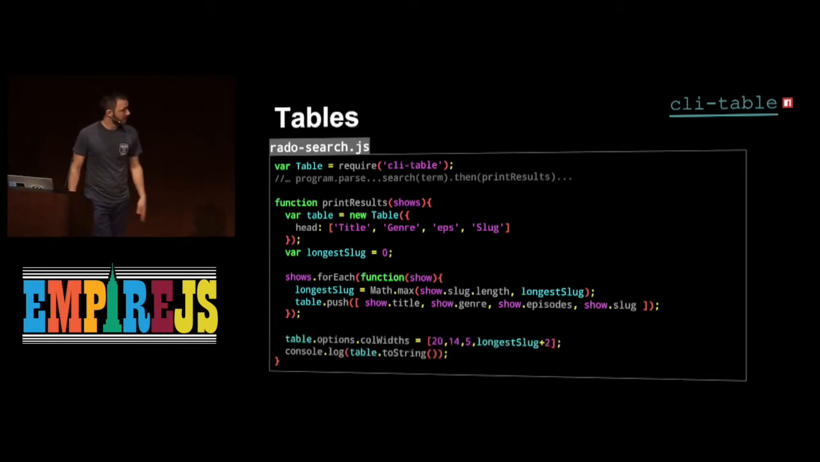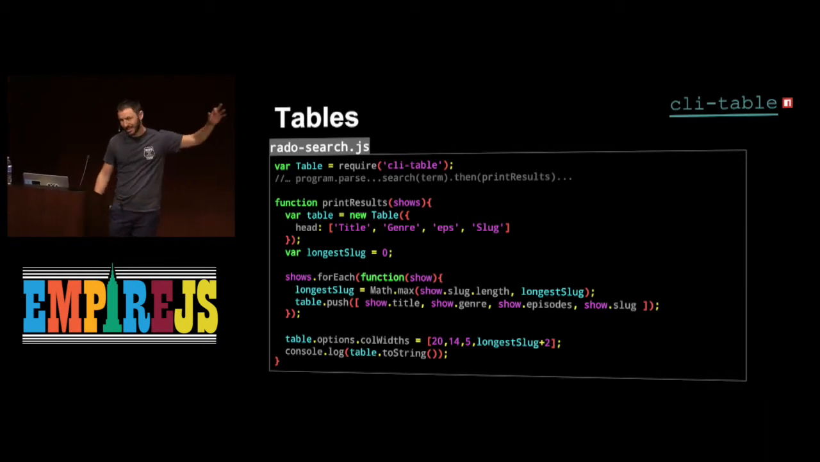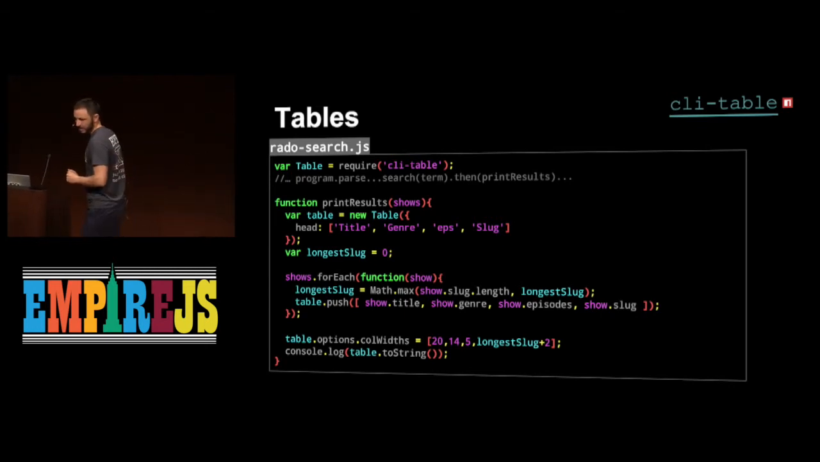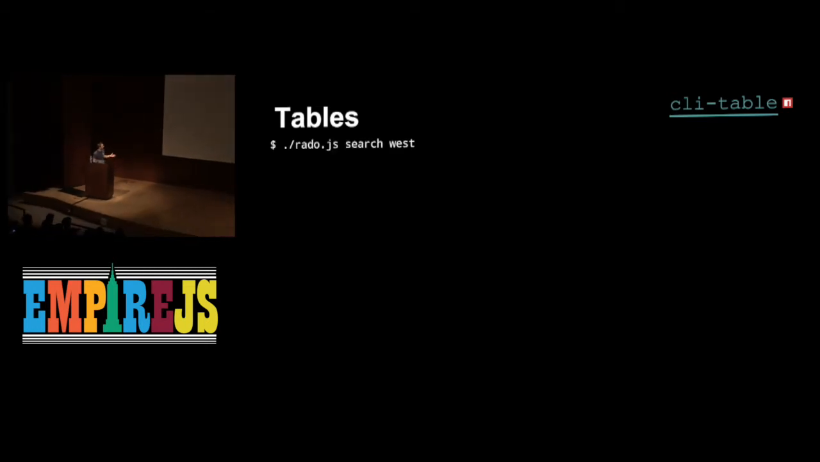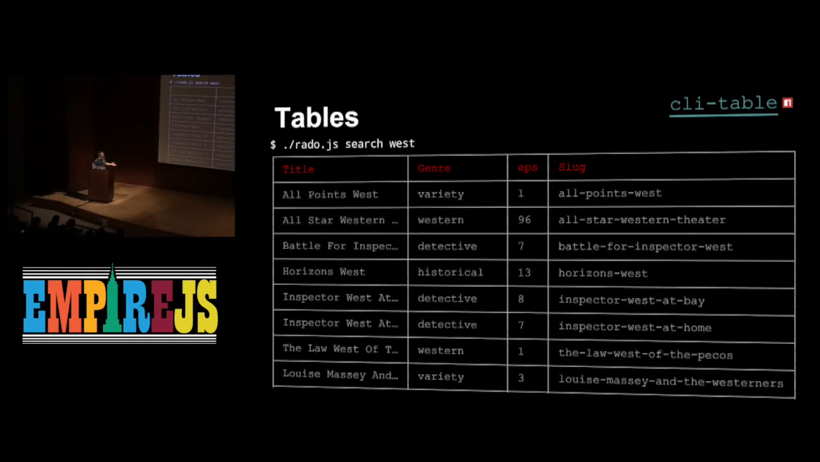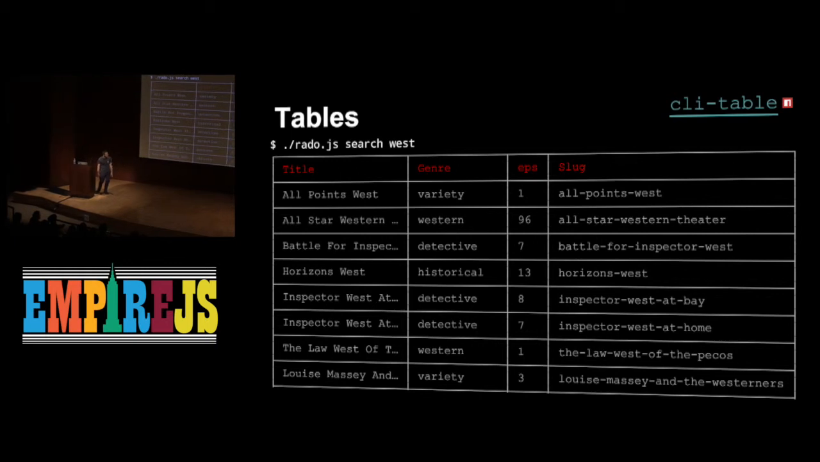And finally, we set those column widths and output the table to string. And it's worth noting that table actually, I think, inherits array, so it has all the same methods of array. So that's nice. So now, when we search West, then we get this nice table. It looks pretty. Louise Massey and the Westerners, it fits in there, and nothing gets truncated.